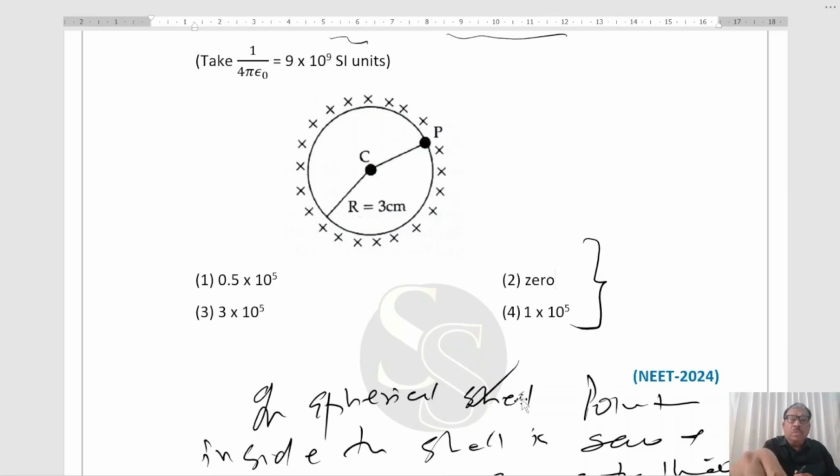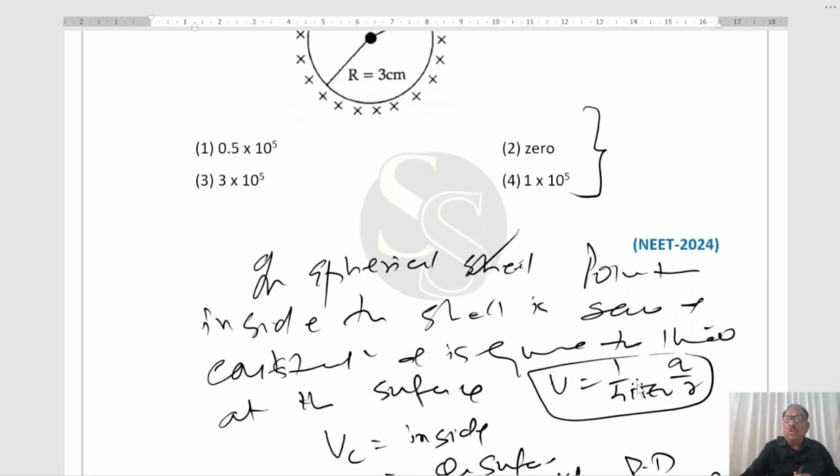Constant means inside the total V will be constant, right? And it varies outside or on the surface according to this formula, right? Now, next question.